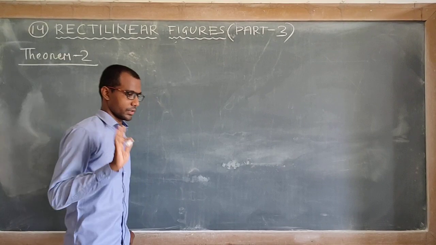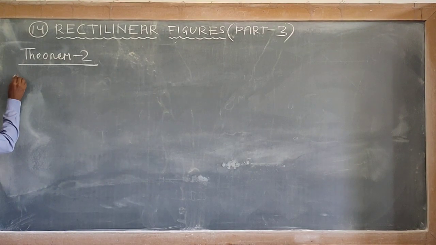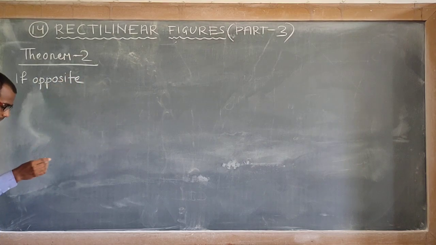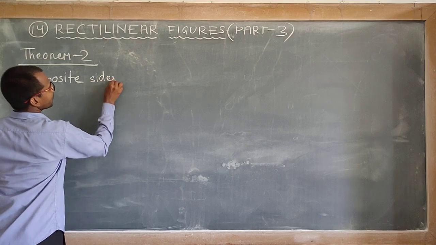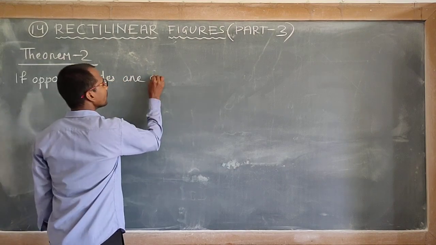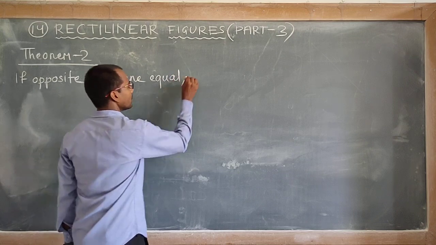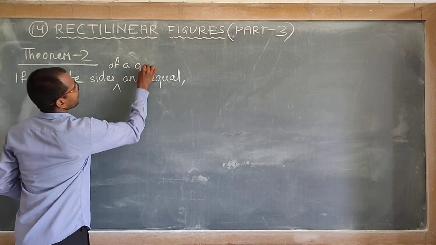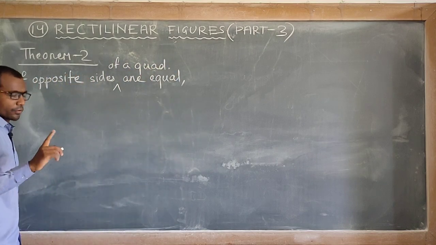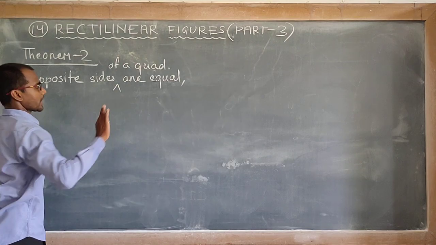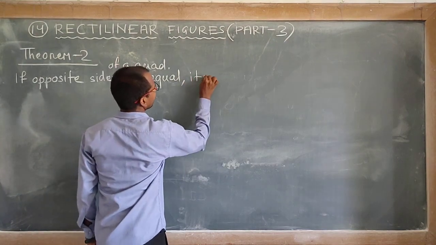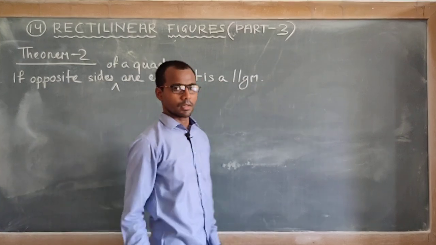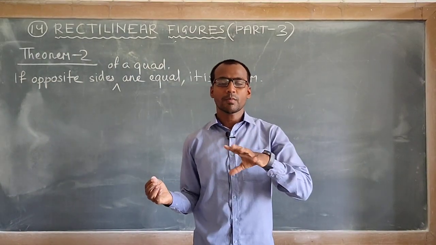Again we will go for sides. Theorem number 2: If opposite sides of a quadrilateral are equal, it is a parallelogram. This is another way to prove that a quadrilateral is a parallelogram.